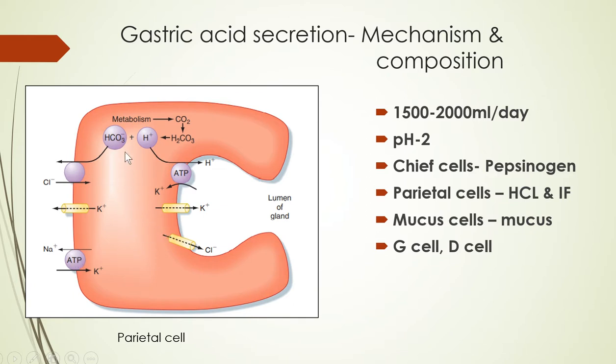So we know during metabolism, in every cell there is CO2 and water present. So CO2 combines with water to form carbonic acid, which in presence of carbonic anhydrase is converted into H positive and bicarb ion. Now this H positive is thrown into the lumen by hydrogen potassium ATPase in exchange of one potassium ion. Hydrogen going into the lumen, potassium is taken back into the cell.